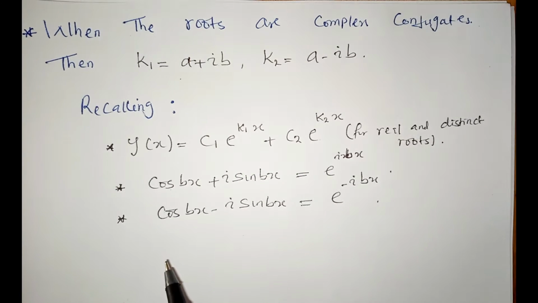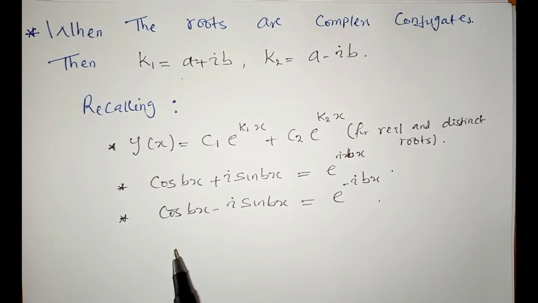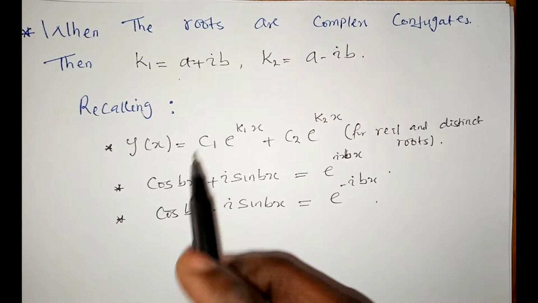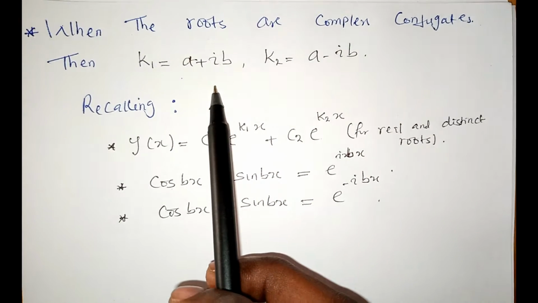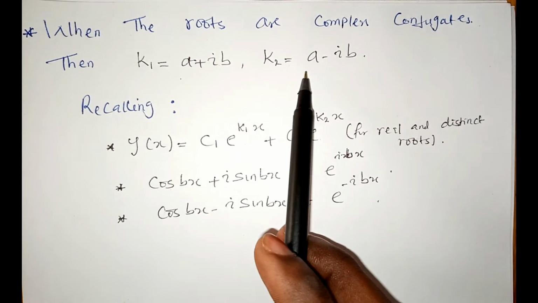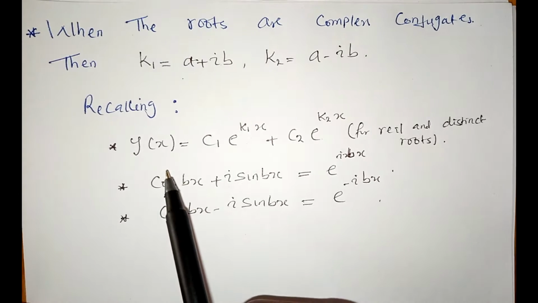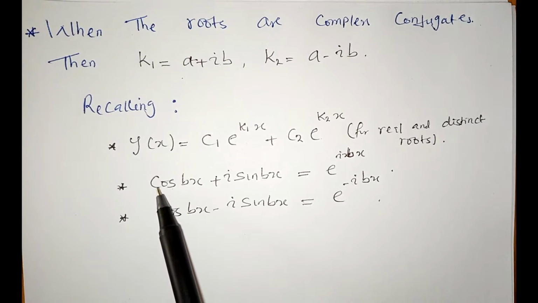So before taking any examples, first of all I will derive the solution for the differential equation when the roots are complex conjugates. So when the roots are complex conjugates, then k1 and k2 will take this form, and we are going to use three equations for the derivation.